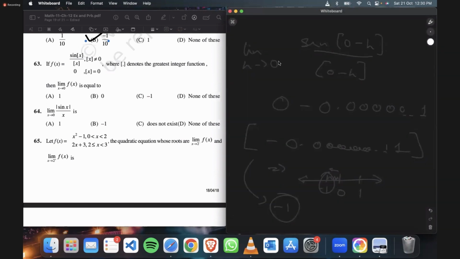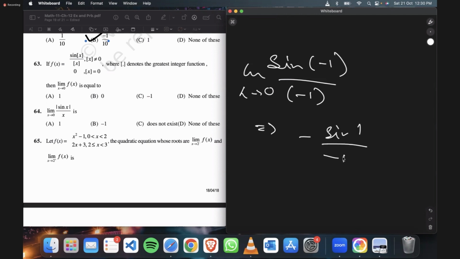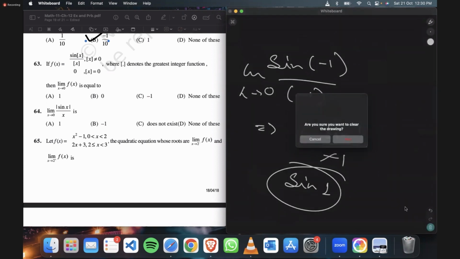सो साइन ऑफ -1 डिवाइडेड बाय -1, लिमिट h टेंड्स टू 0, सिंपली माइनस साइन 1 बाय -1. सो साइन 1, ये रेडियन में होगा 1. ठीक है, तो ये हो गया हम लोग का लेफ्ट हैंड लिमिट.